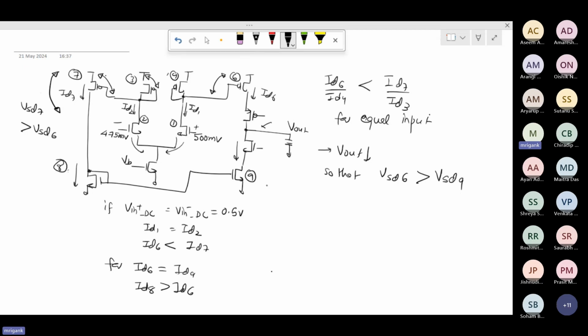So definitely in that case, the current in ID6 is still going to be lesser than the current in ID4. But now because the output voltage is adjusted and is going down, the circuit is making sure that the current in ID6 and ID9 are same. Because ultimately in circuit it has to be same. ID9 and ID6 are same. Is this clear to everyone? So what is happening when we apply same DC to both inputs?